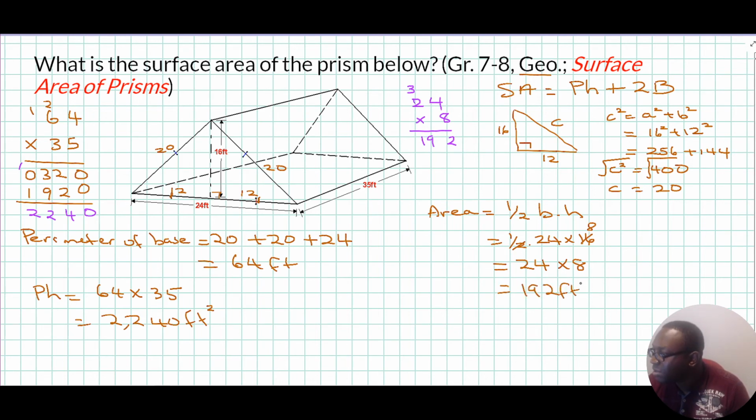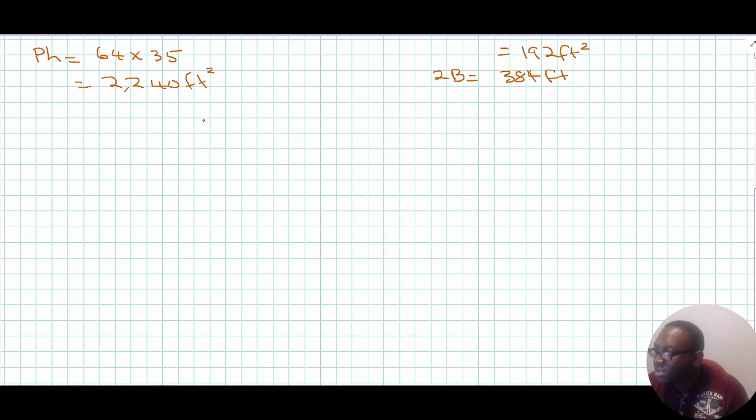square feet. But here we're told that we need to multiply the base by 2. So 2b is going to be 192 multiplied by 2. That's going to give you 384 square feet. Now the surface area, let's go ahead and get some more space. So surface area is going to be pH plus 2b.